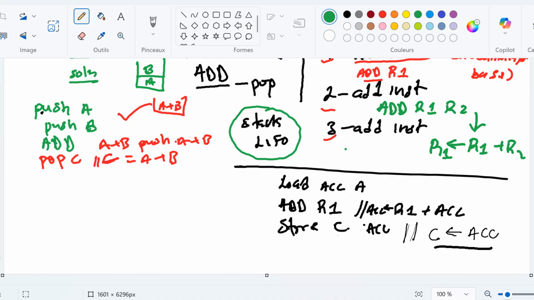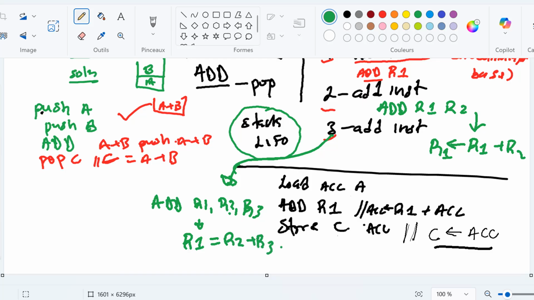Now for three address, three address is very easy. For example, imagine I do something like add R1, comma R2, comma R3. So this simply means that you are adding the content of R2 and R3 and you store it back in R1. So this is the same as saying that R1 is taking R2 plus R3.